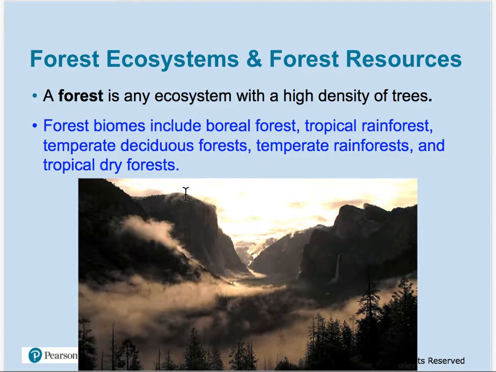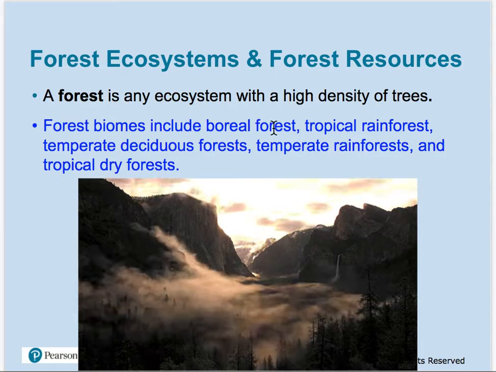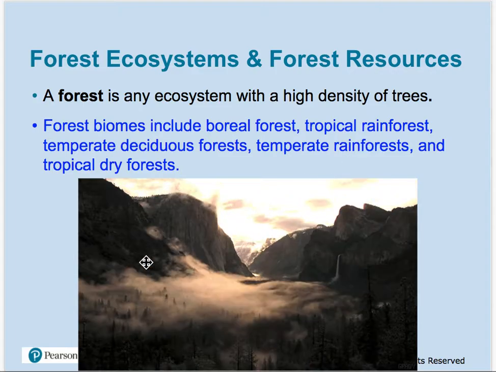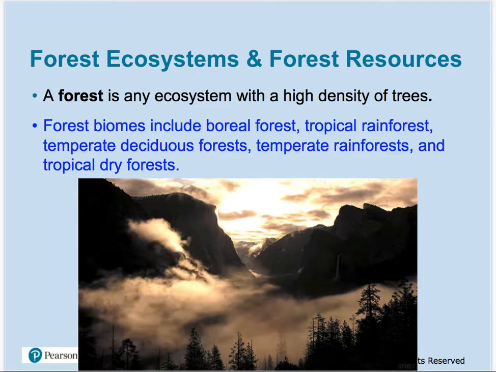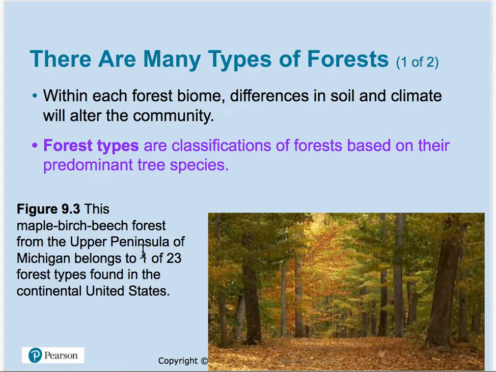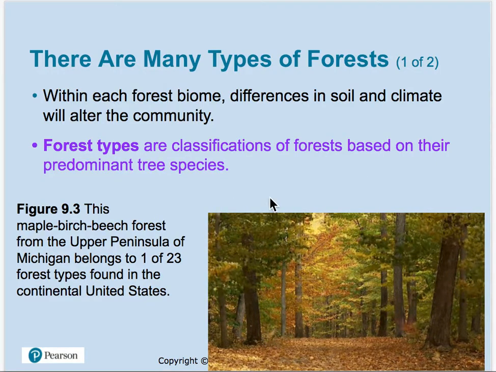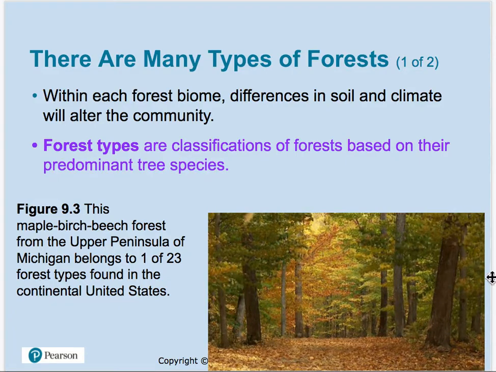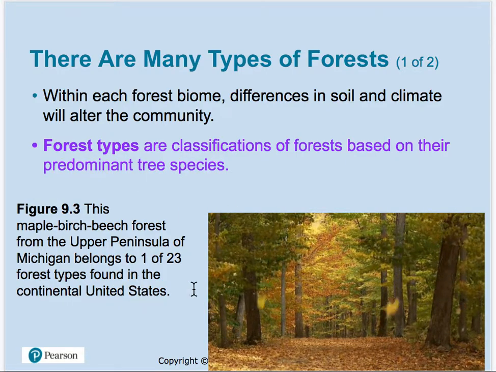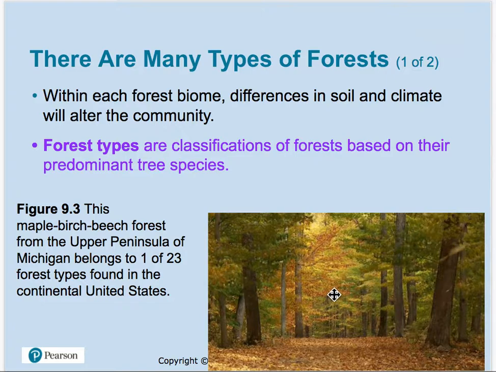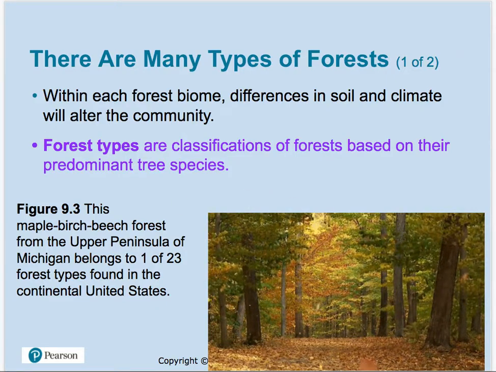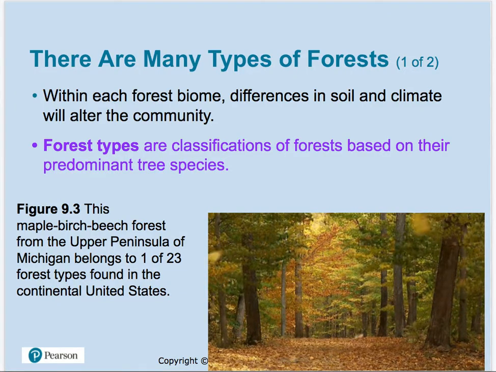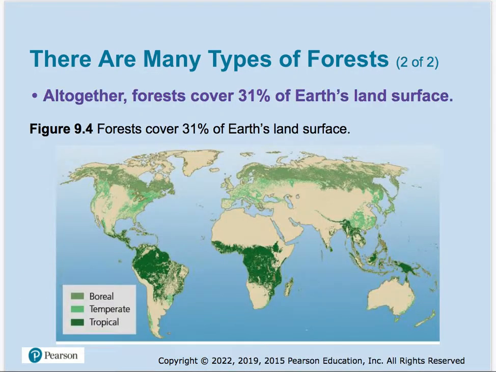And like I said earlier, a rainforest isn't the only type of forest. There can be boreal forest, tropical rainforest, temperate deciduous, temperate forest, and tropical dry forests. Forests are basically classified based on the tree types that they have. This is more of the forest that you would expect in maybe Southern California, though this one here is in Michigan. We have a lot of pines in our forests down here.